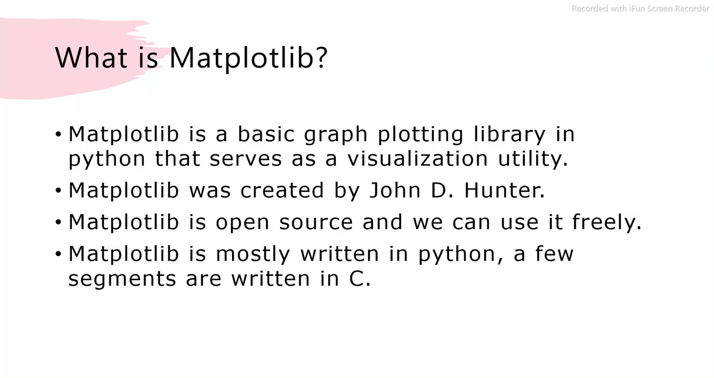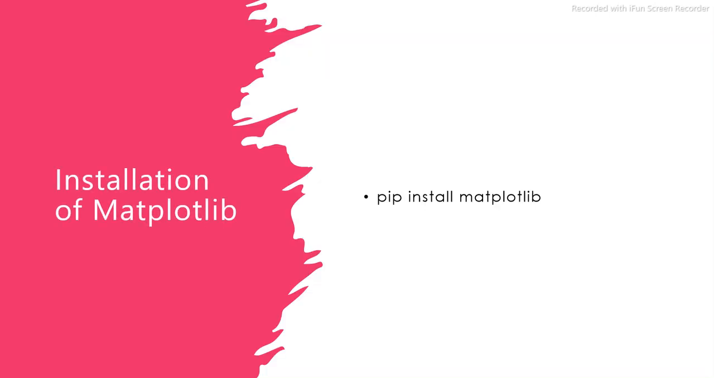It was created by John D. Hunter, and as usual it's open source. It's mostly written in Python and some of the segments are written in C language. You can install this library using the standard command pip install, and then give the library name matplotlib, so that the package gets installed.